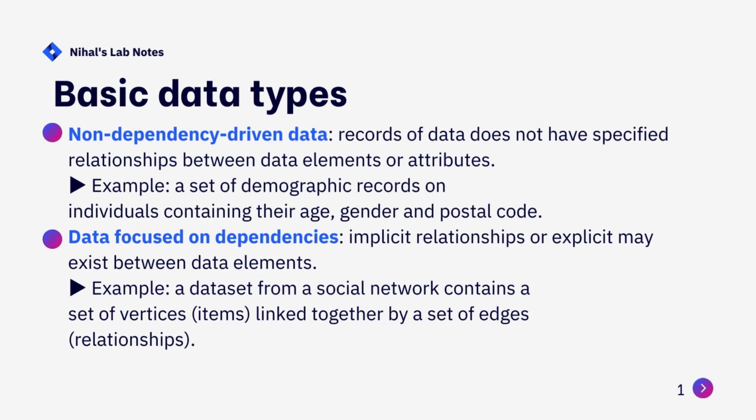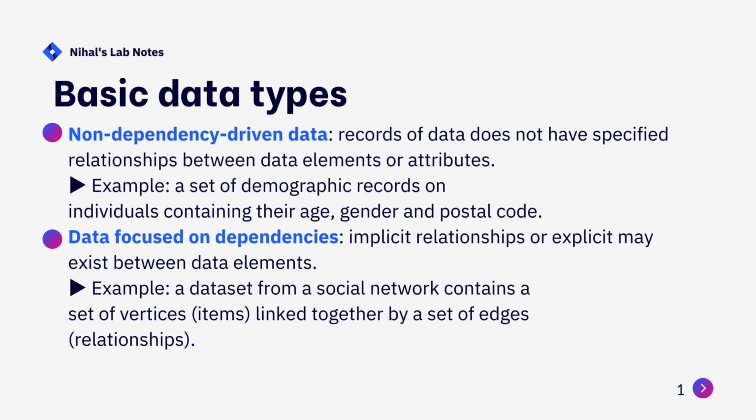So we have two basic data types: no dependency-driven data and data focused on dependencies. First of all, let's start with no dependency-driven data. Records of data do not have specified relationships between data elements or attributes. For example, a set of demographic records on individuals containing their age, gender, and postal code.